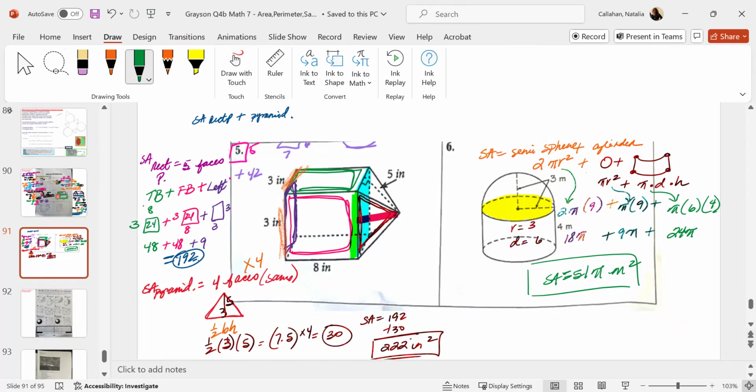Because that's the area of the circle. The circle that is right here on the very bottom, you still need that. That's still part of the surface area.